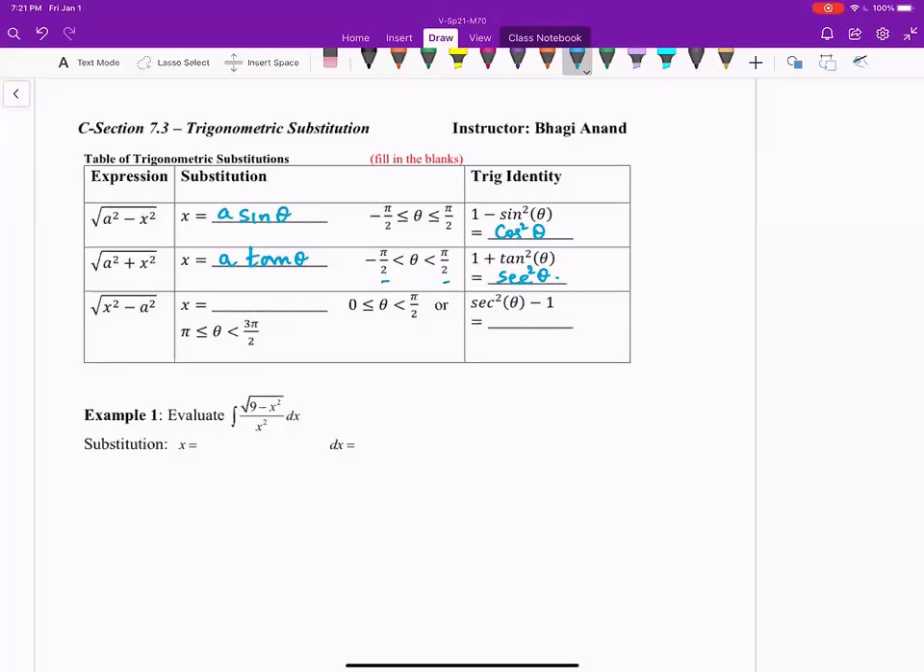The last type is the square root of x squared minus a square, variable square minus number square. Then the substitution would be x equal to a secant theta. Theta lies between 0 and pi by 2, or theta lies between pi and 3 pi by 2. Here, the Pythagorean identity that we would use is secant square theta minus 1 equal to tan square theta.